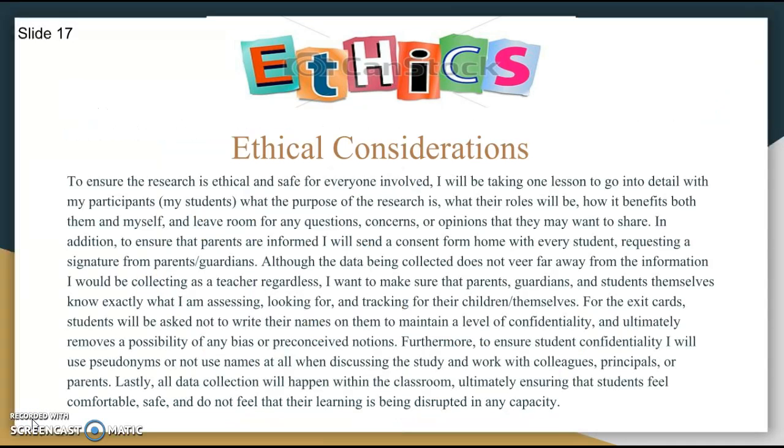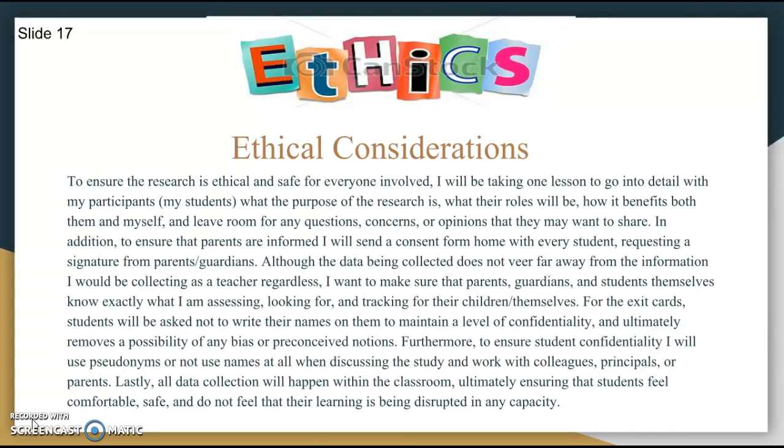When doing research that looks into the learning journey of our students, there are some ethical considerations. So to ensure my research is ethical and safe for everyone involved, I will be dedicating one lesson prior to go into detail with my students about what the purpose of the research is, what their roles will be, how it benefits them and myself, and leave room for any questions, concerns, or opinions they may want to share. Now that parents are informed, I will send a consent form home with every student, requesting a signature from parents and/or guardians.